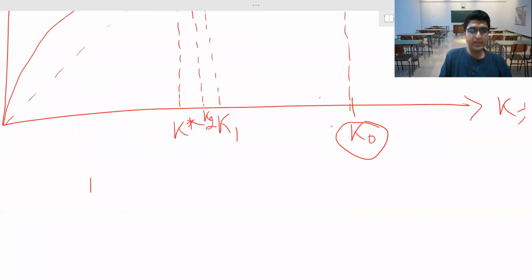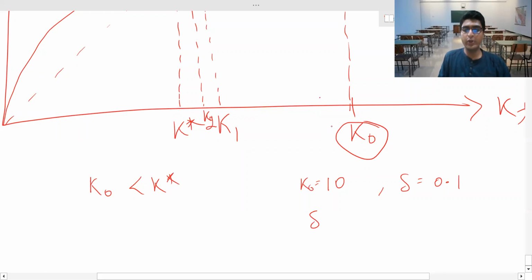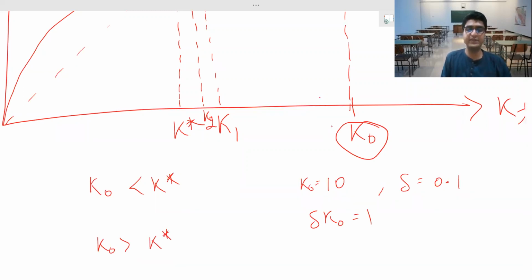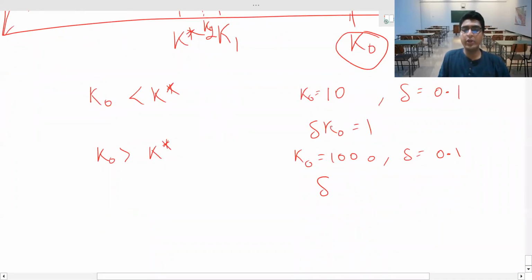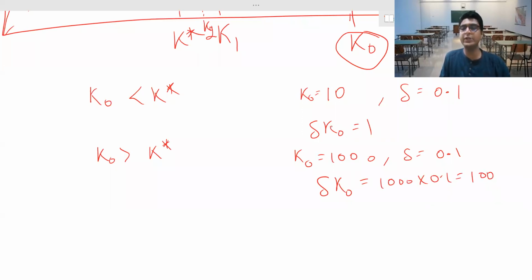So you can say that initially when capital is less than k star, the situation is something like this, that capital is already very less. Okay, and suppose delta is 0.1 or 10%. Then total depreciation will be just 1. Okay, but when initial capital is towards the right of k star, that means we have a lot of capital, there is too much capital. Okay, so let's say k0 is 1000 and let's say the depreciation rate is the same, but now total depreciation is too much, right? It will be equal to 1000 into 0.1, which is equal to 100. Okay, it is too much.